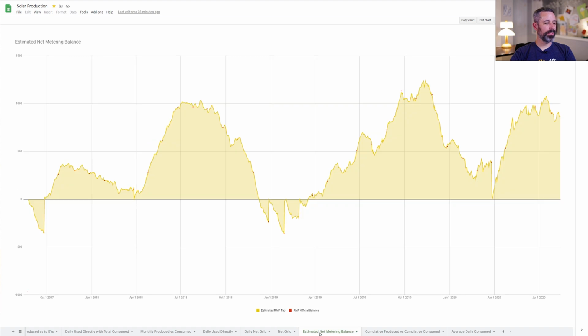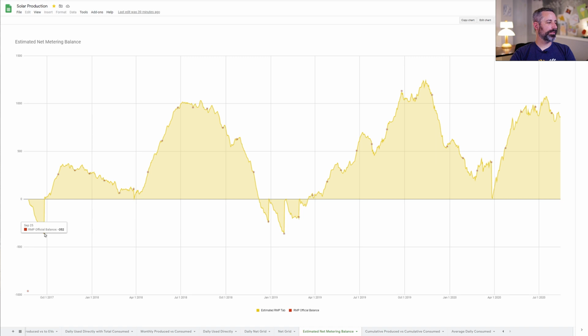Now, if we look at the estimated net metering balance, the red dots here are the official bill that I get from Rocky Mount Power showing what our net metering balance is. And then this yellow trend line is me estimating where we're at. And you'll see that it works almost perfectly. It's always within just a couple of kilowatt hours because of the time difference of when I'm reading the meters versus when Rocky Mount Power does. And so you'll see that that's pretty accurate.